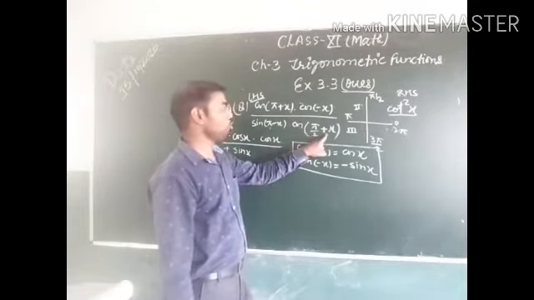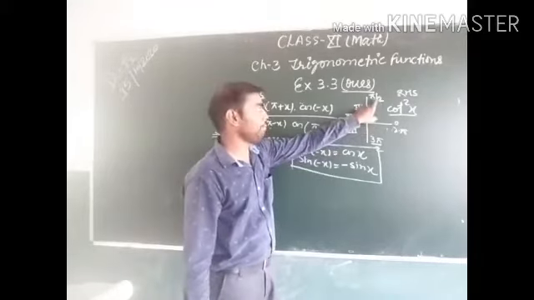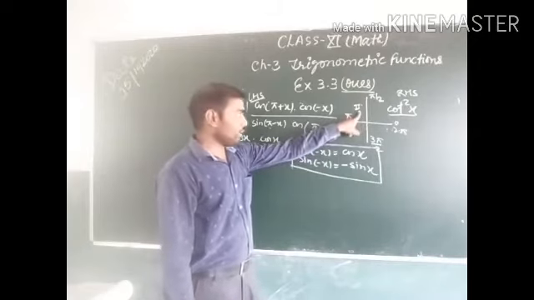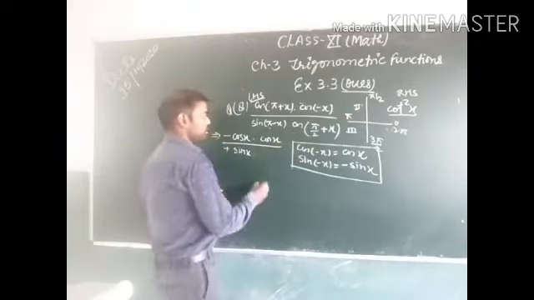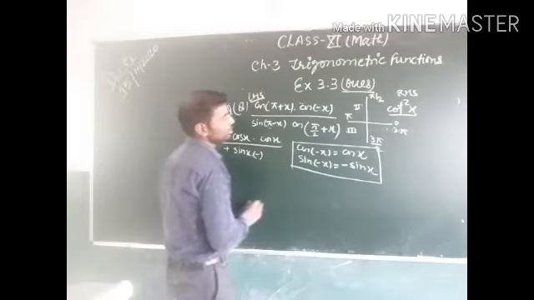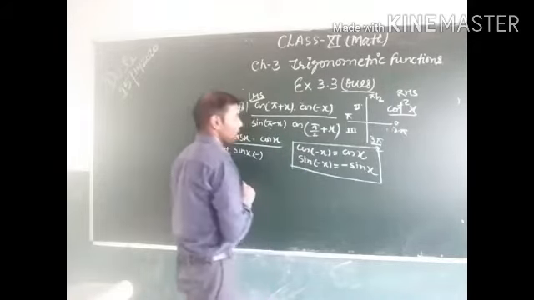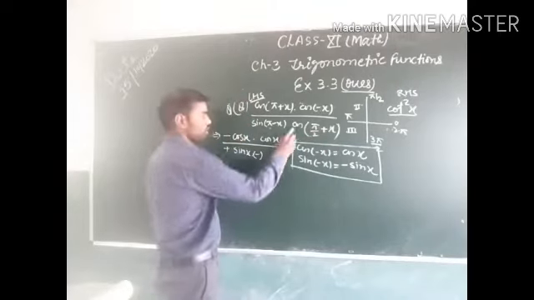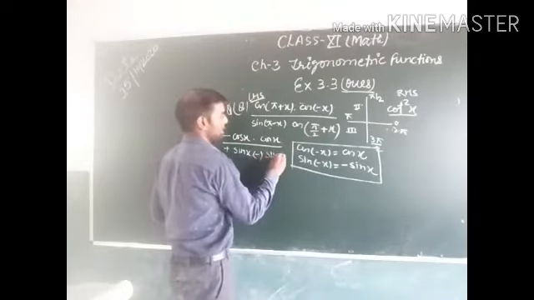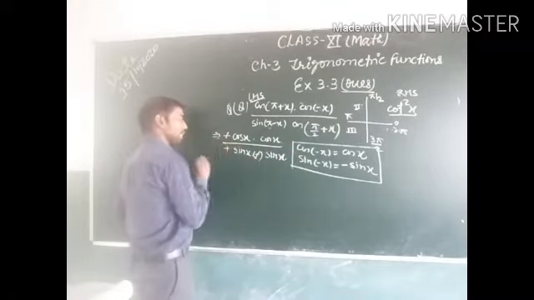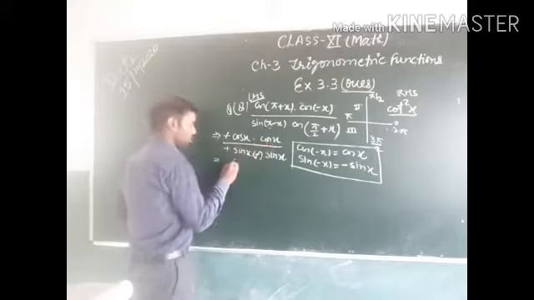Cos pi by 2 plus x, this is pi by 2 plus x, it means this is the second quadrant, so this is minus. Does transformation occur or not? This is pi by 2, so transformation occurs, and this is sin x. So minus sin and minus sin cancel out, leaving cos x into cos x.